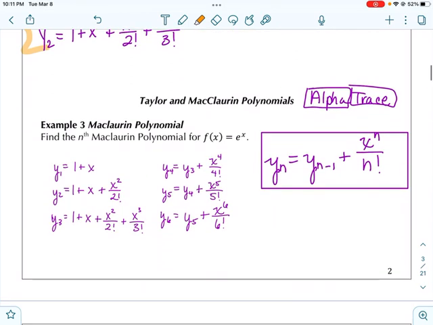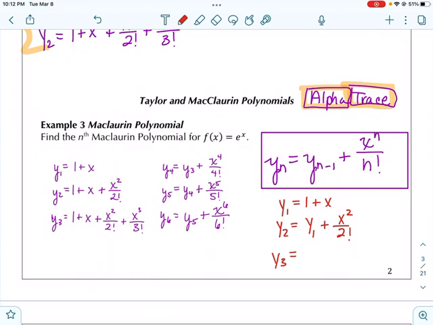Check this out with your calculator, and using alpha trace, I think it's a little bit easier to get the equations in there, because you can type in your y sub 1, and that's pretty easy to type. Once you do y sub 1 equal to 1 plus x, then you can type in y sub 2 for your second degree Taylor polynomial. You can type in y sub 1 and then just type in plus x squared over 2 factorial. And the same thing as you keep going up. So y sub 1 is the first degree, y sub 2 is the second degree, y sub 3 is the third degree Taylor polynomial.